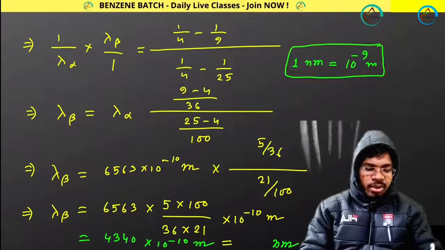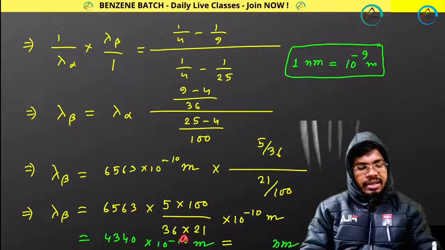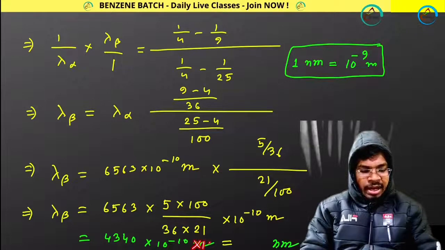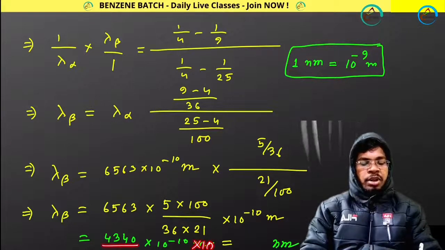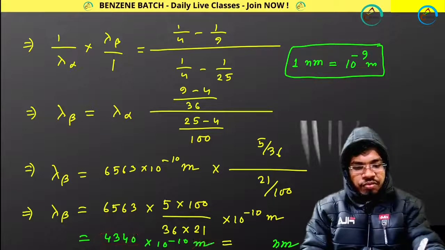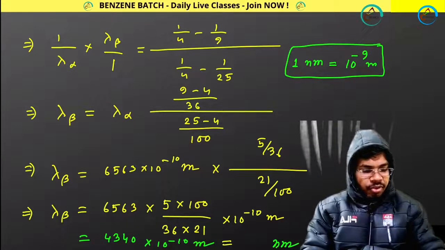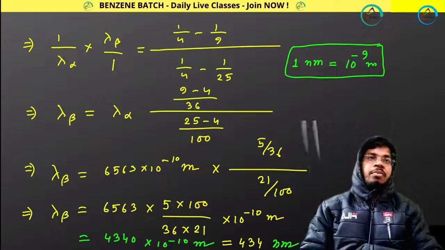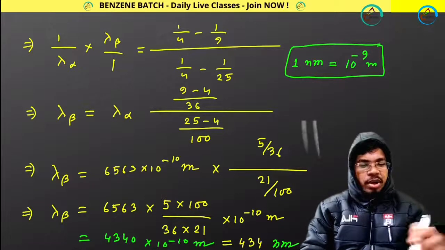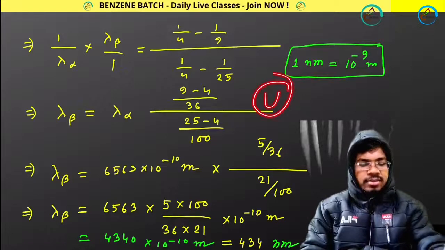So if it is 10 to the power minus 10 and you want to make it 10 to the power minus 9, you have to multiply by 10 there and divide by 10 here. So it will become 434 nanometer. If you understood this problem, write in the comment box.